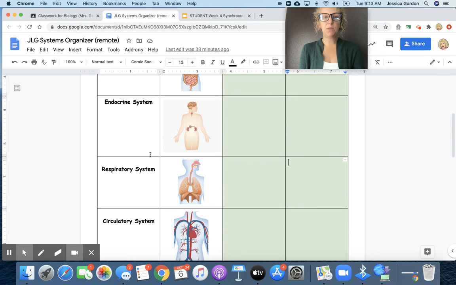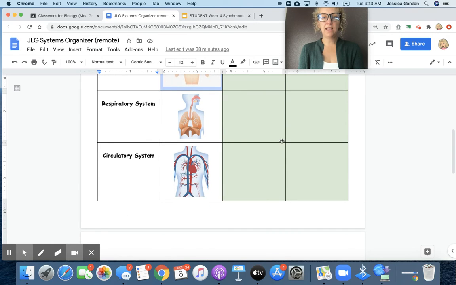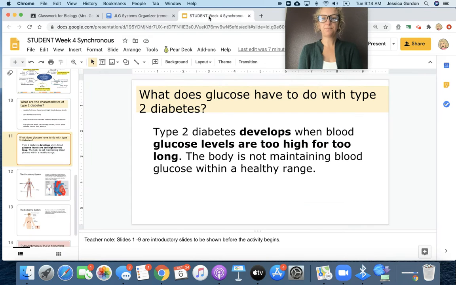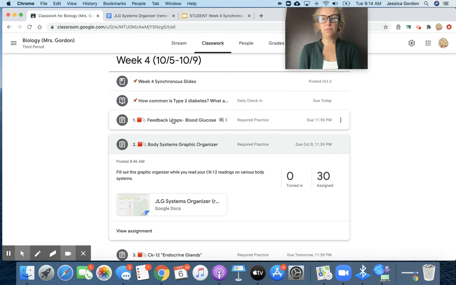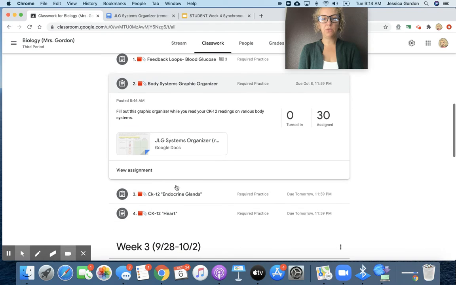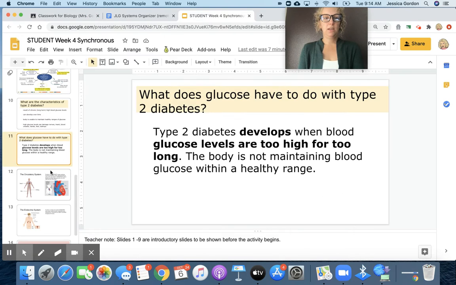Now today, we're going to be doing endocrine and circulatory. So that's the two readings we're focusing on, as well as what I'm speaking to you about today. Back on Google Classroom, after I'm done speaking to you, you have two other reading assignments. They're both from CK12. One is on the endocrine system and one is on the circulatory system or the heart.